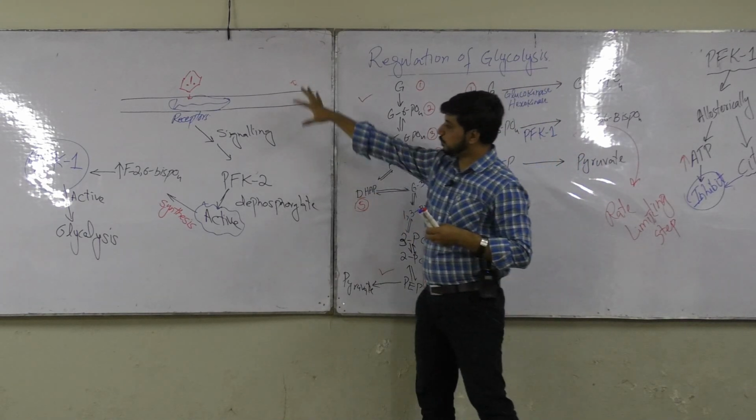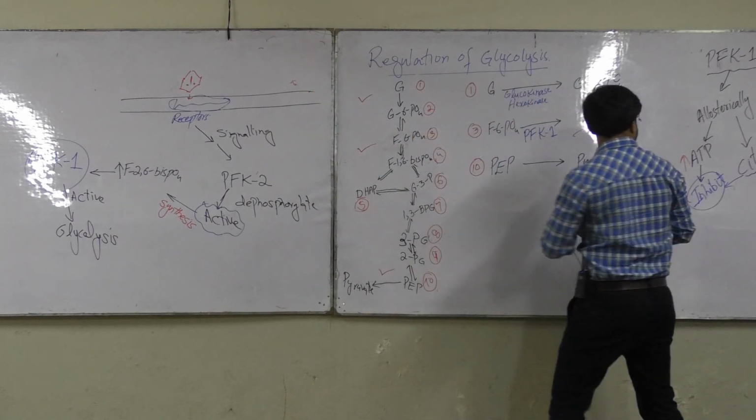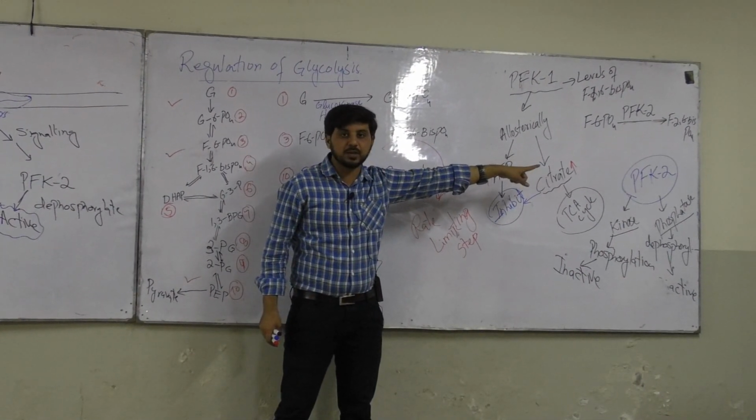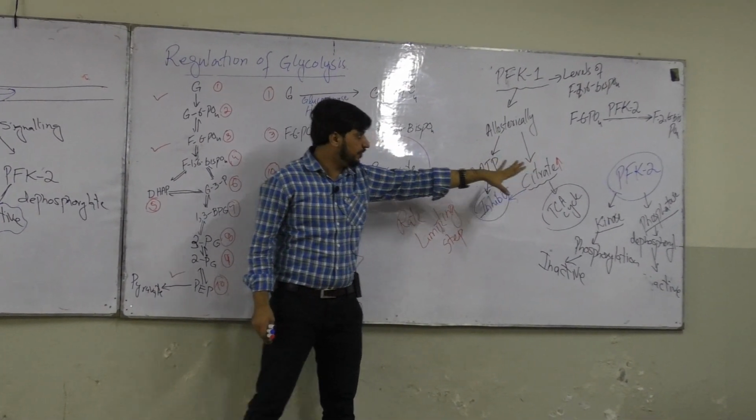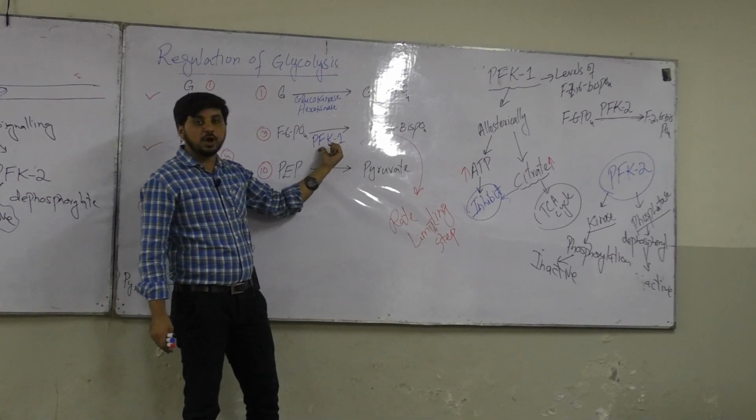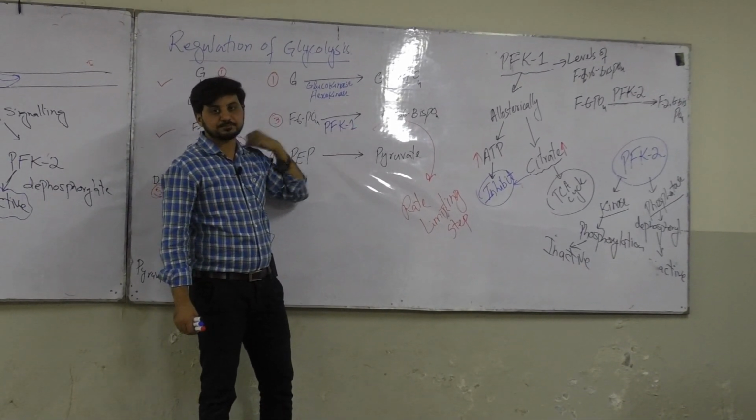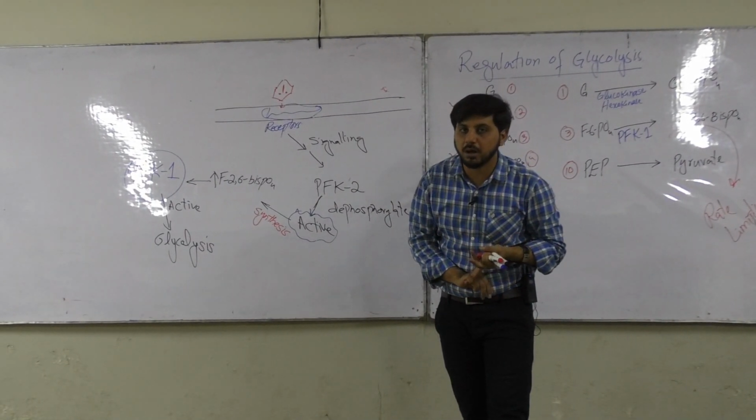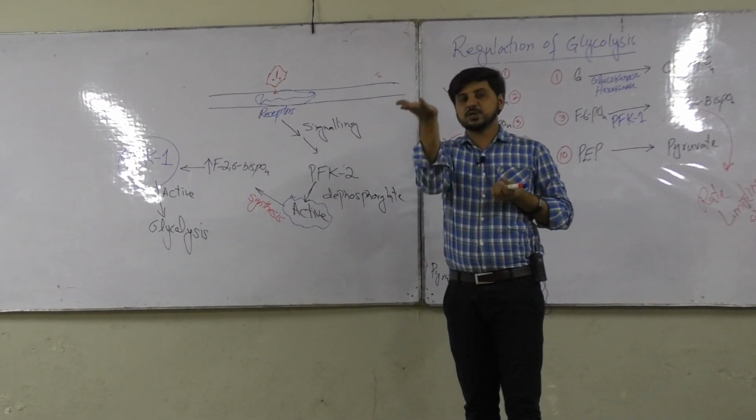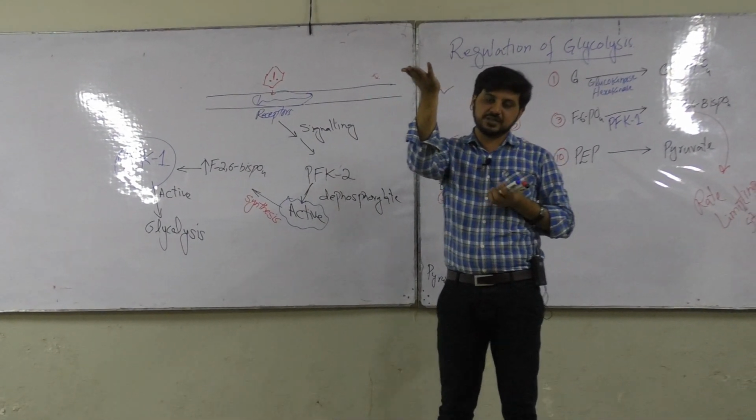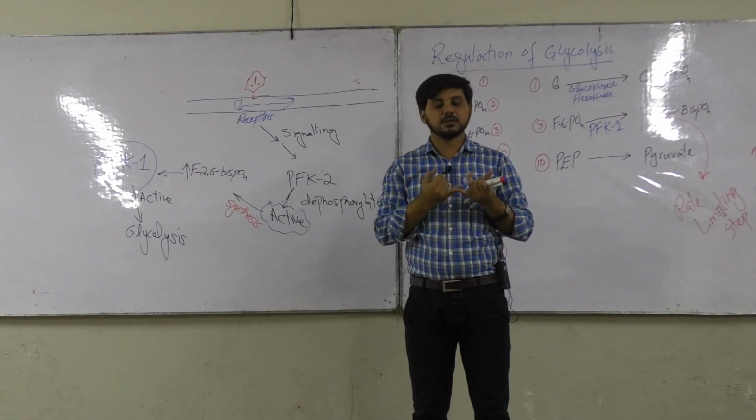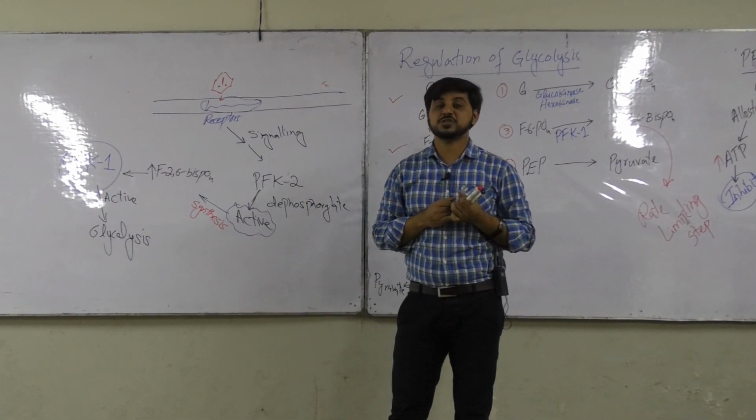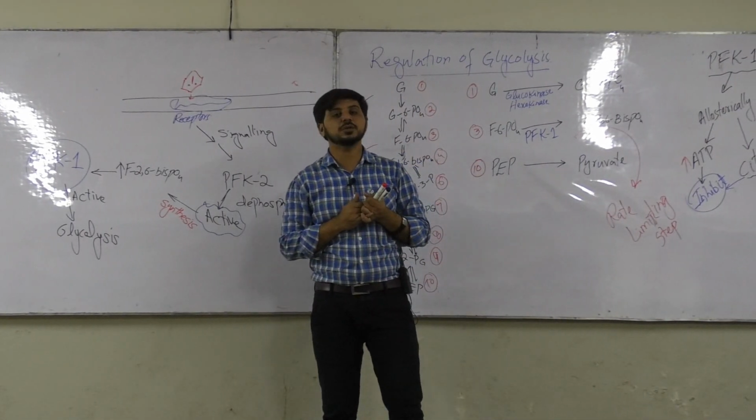Once again, I'm going to repeat the regulation of the activity of PFK2, how it is being regulated and how it affects the activity of the PFK1 enzyme. Simple, we have two hormones, insulin and glucagon. Whenever the glucose level rises in the blood, there comes the insulin. And whenever there is a release of insulin, it means the body now has to utilize the glucose.